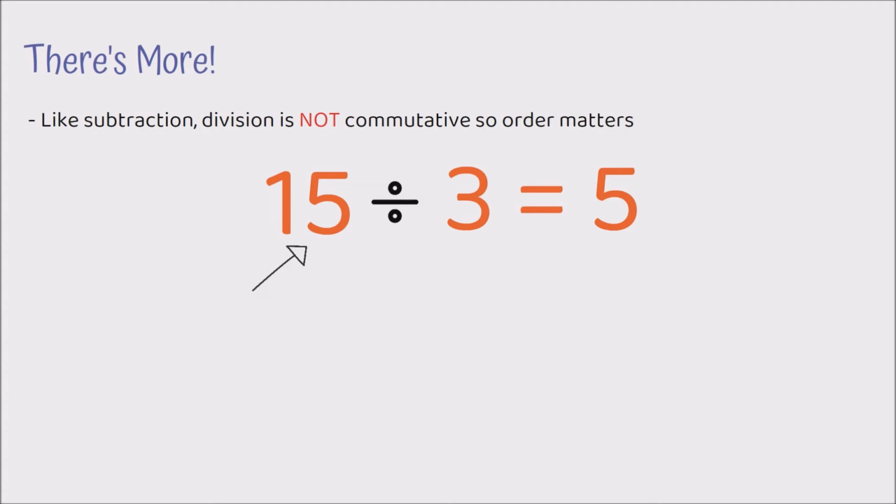The number that we are dividing is called the dividend. The number that we are dividing by is called the divisor. And finally, the result is known as the quotient.